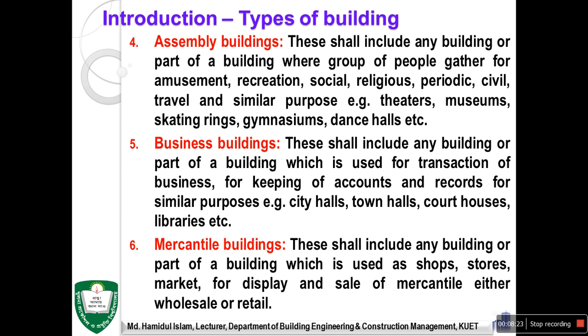And sixth, mercantile building. This shall include any building or part of a building which is used as shop, stores, market, for display and sale of merchandise, either wholesale or retail. That means a mercantile building is a building in which shops or stores or markets of goods are located, a marketplace, either wholesale or retail.